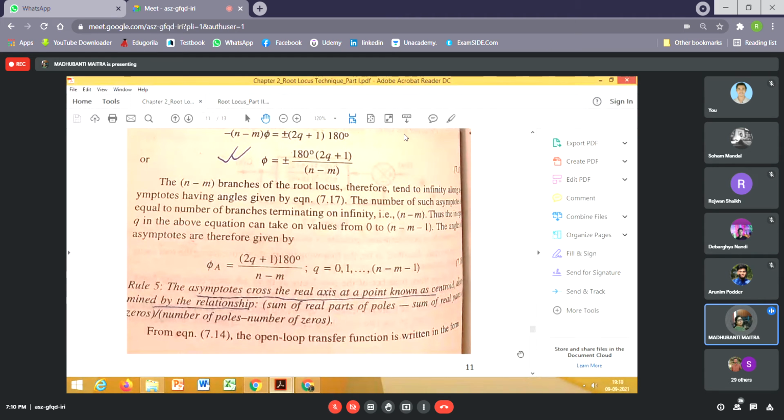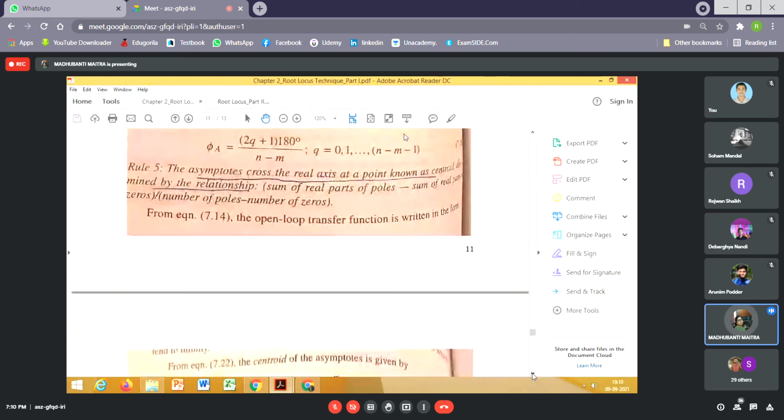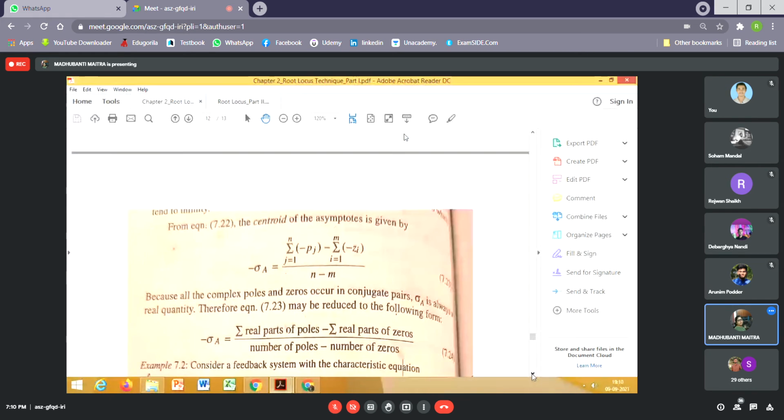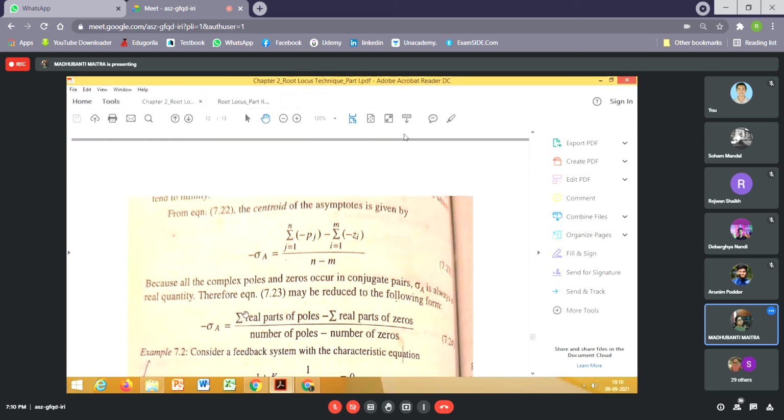So how to find out the centroid? The formula is this one. Just ignore this minus sign. The centroid is denoted by the symbol sigma A. The centroid is equal to the summation of real parts of the poles minus the summation of real parts of the zeros.